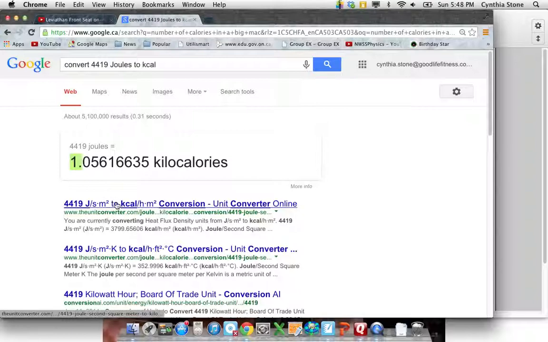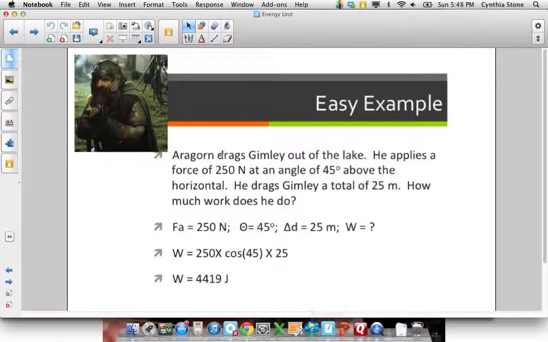You know, in your body, by the way, even if you sit and do nothing all day, you burn 2,000 calories. So this is only the calories burned in the actual act of doing the job. And then you have to include the fact that his metabolism was working at the same time. His heart was pumping. This 4,419 joules only includes the actual dragging process, the useful work done. It doesn't take into account all the other stuff going on in your body to make that happen.